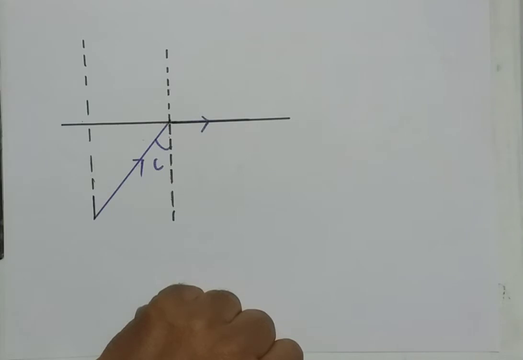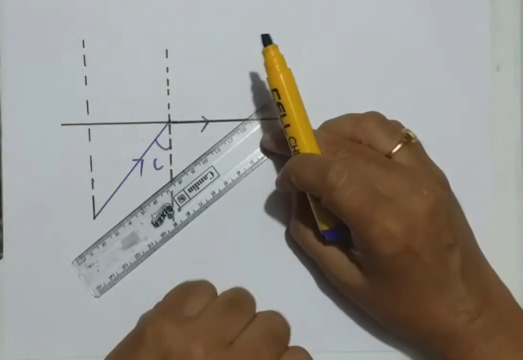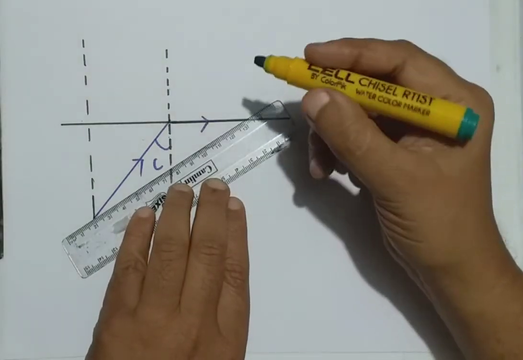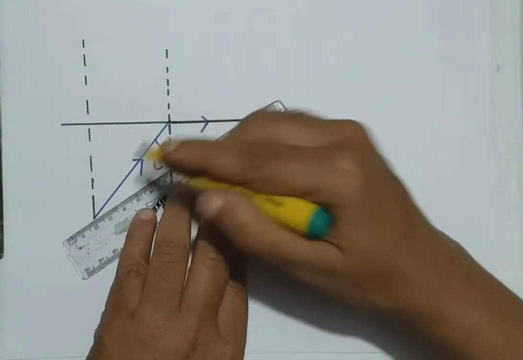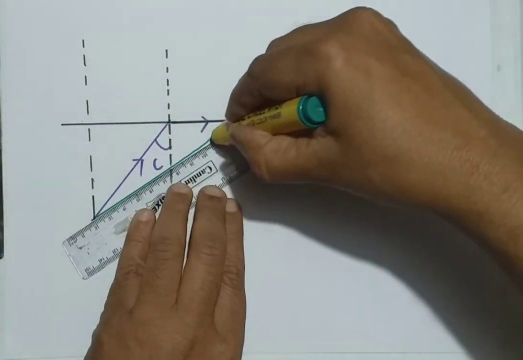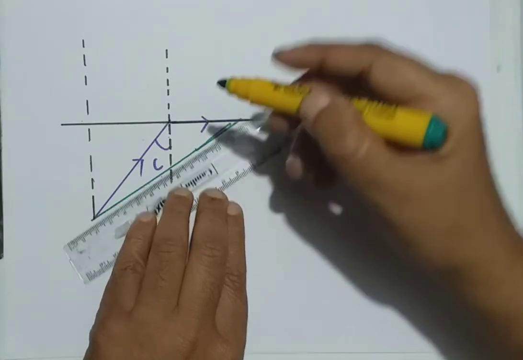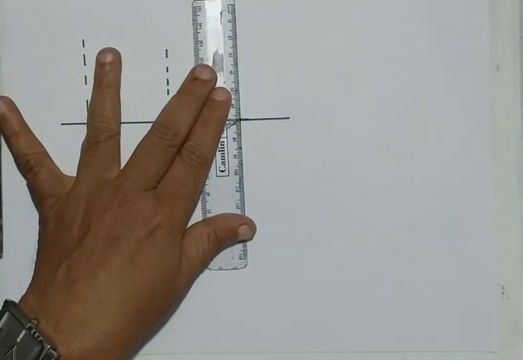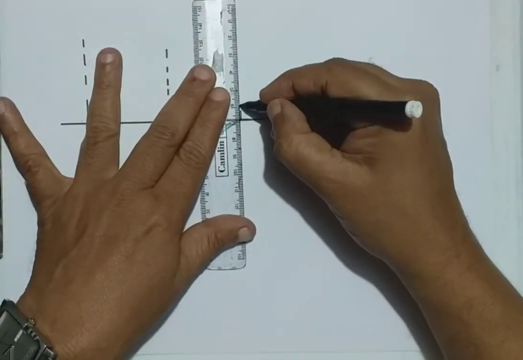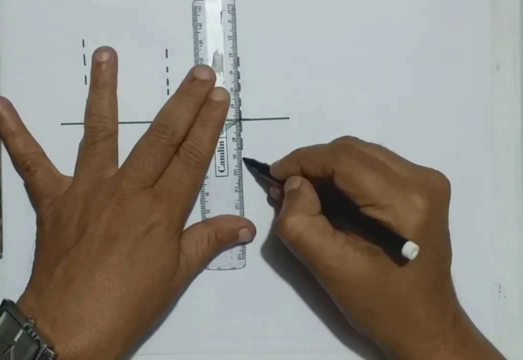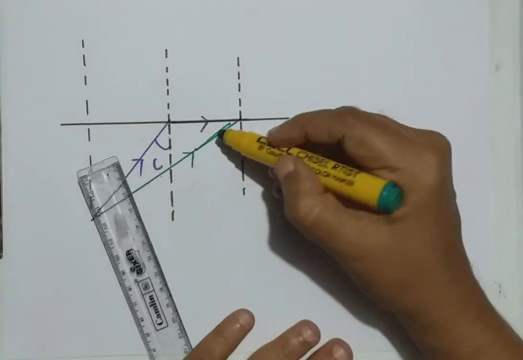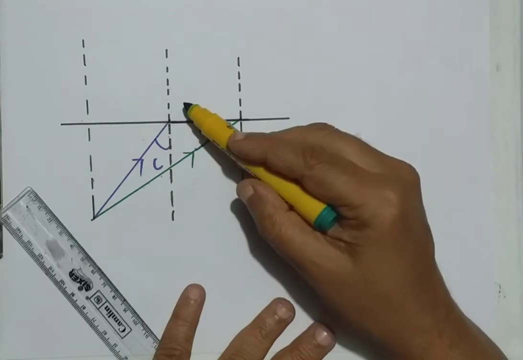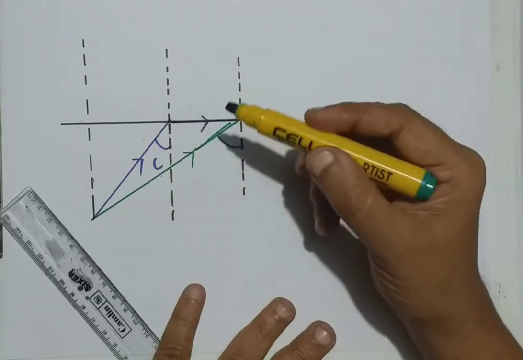If another ray of light is incident on the surface of separation with slightly more angle than critical angle, what will happen to this light ray? I am writing it in green color. Just observe. What is the angle of refraction for this situation? Can you guess? As we said in the discussion of critical angle, as the angle of incidence increases, angle of refraction also increases till 90 degree.